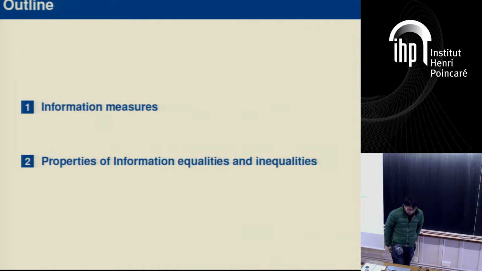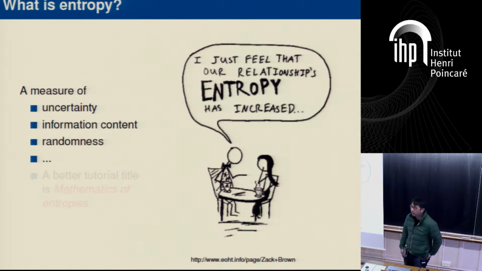So this is the first part of the tutorial. We'll start with something very simple. Talk about what information measures are and their properties. We all use the term entropy a lot of the time. So what is entropy? You may already know that entropy can be used as a measure for uncertainty, or the content or the amount of information, or the randomness in a random variable or in an event. In some sense, these different concepts are all the same, two sides of a coin.